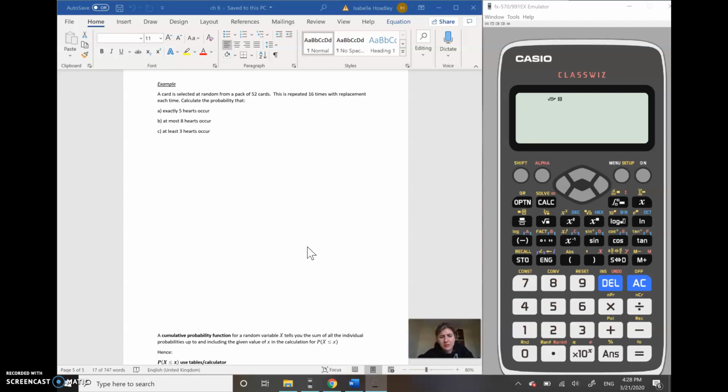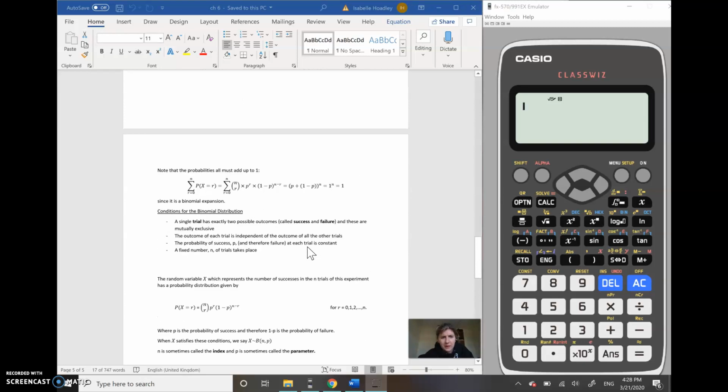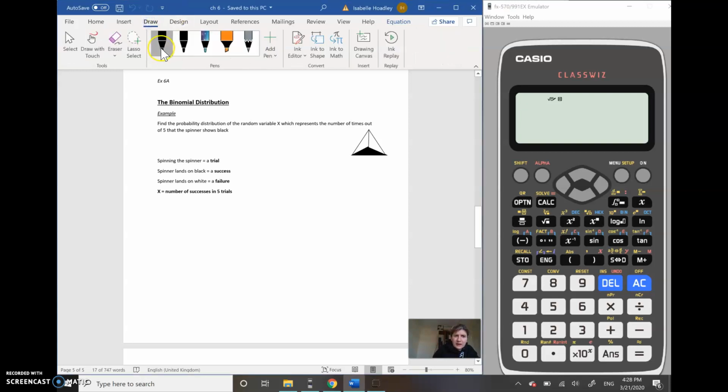Anyway, we need to look at the last example in your notes. I think we've covered everything up until this point. Just for a quick recap, if we look back at the spinner question we had the other day, we spin the spinner 3 times and find the probability that it lands on white 2 times.